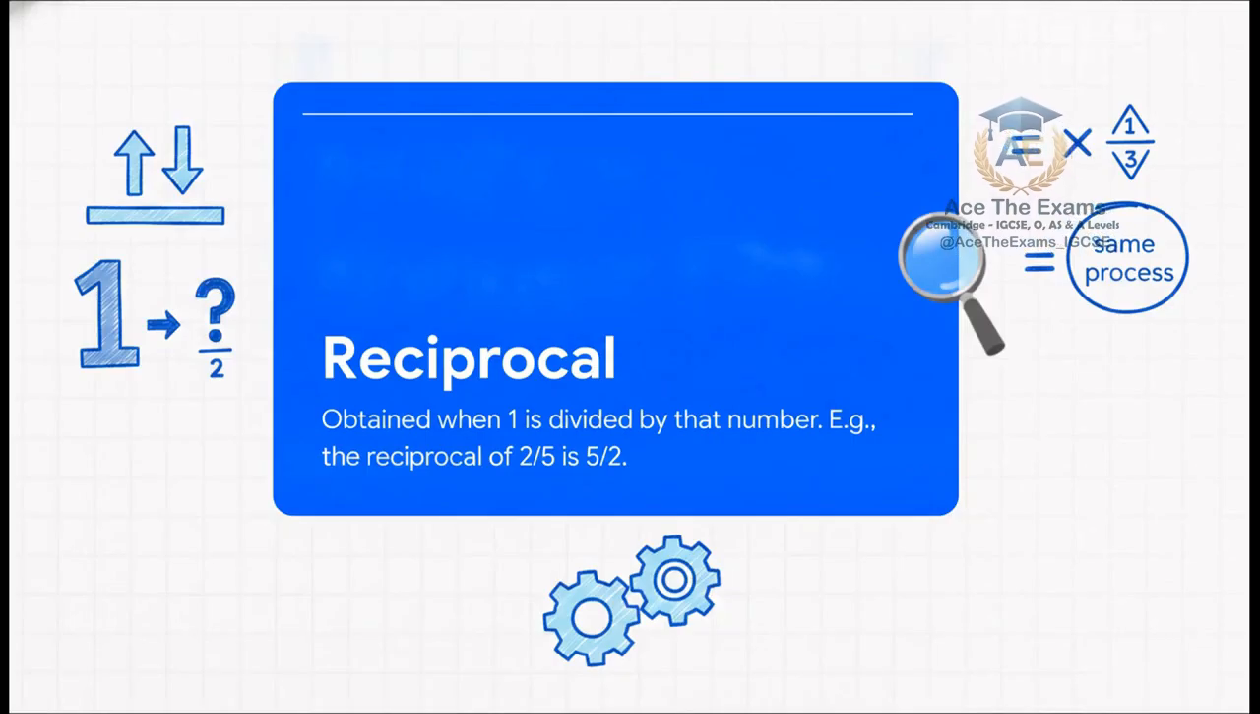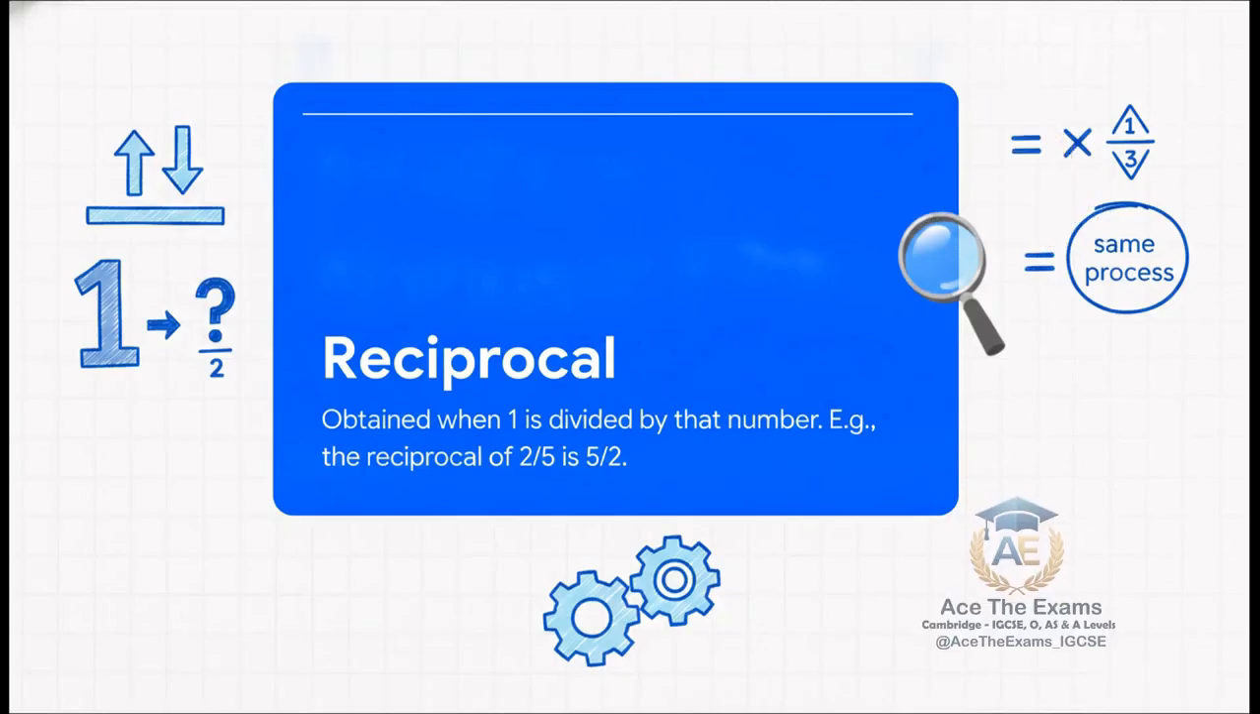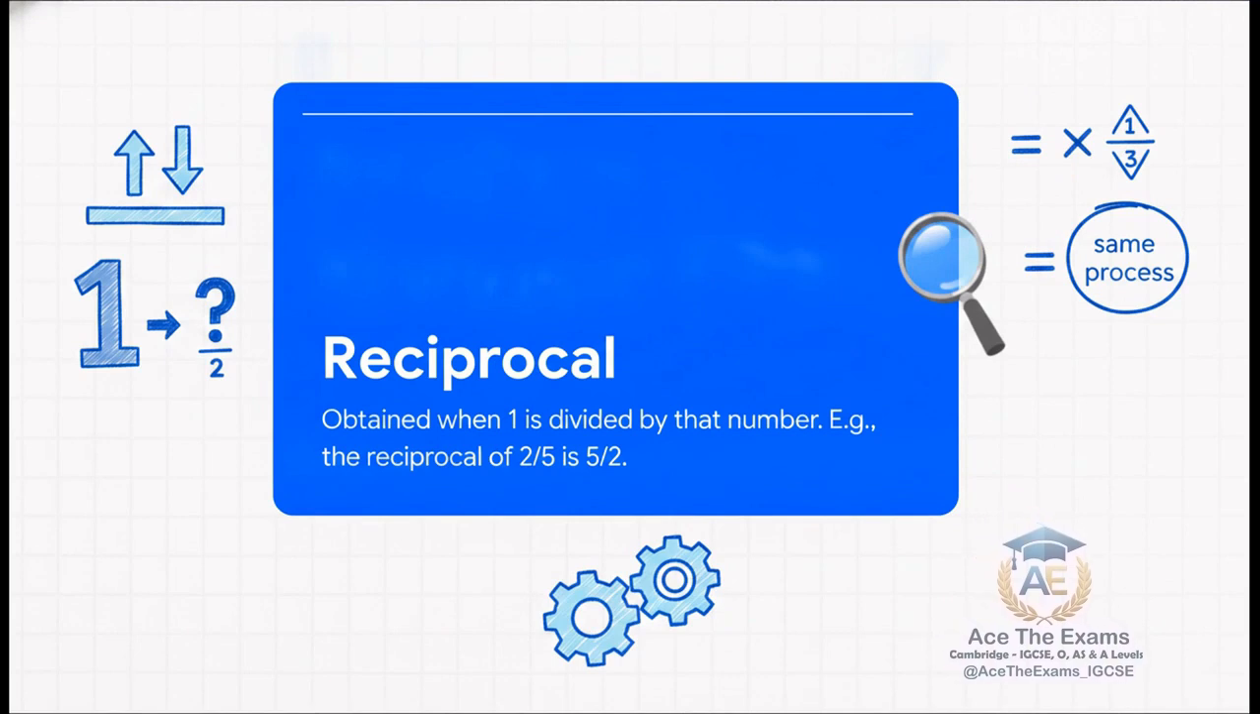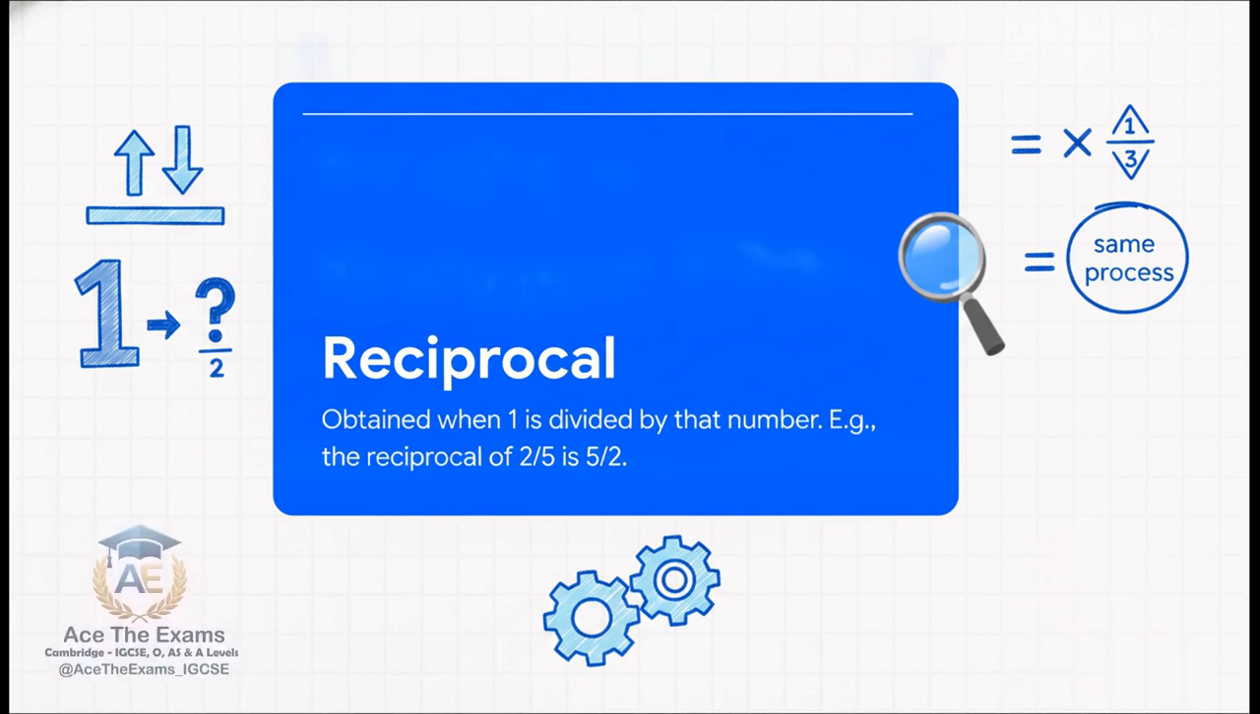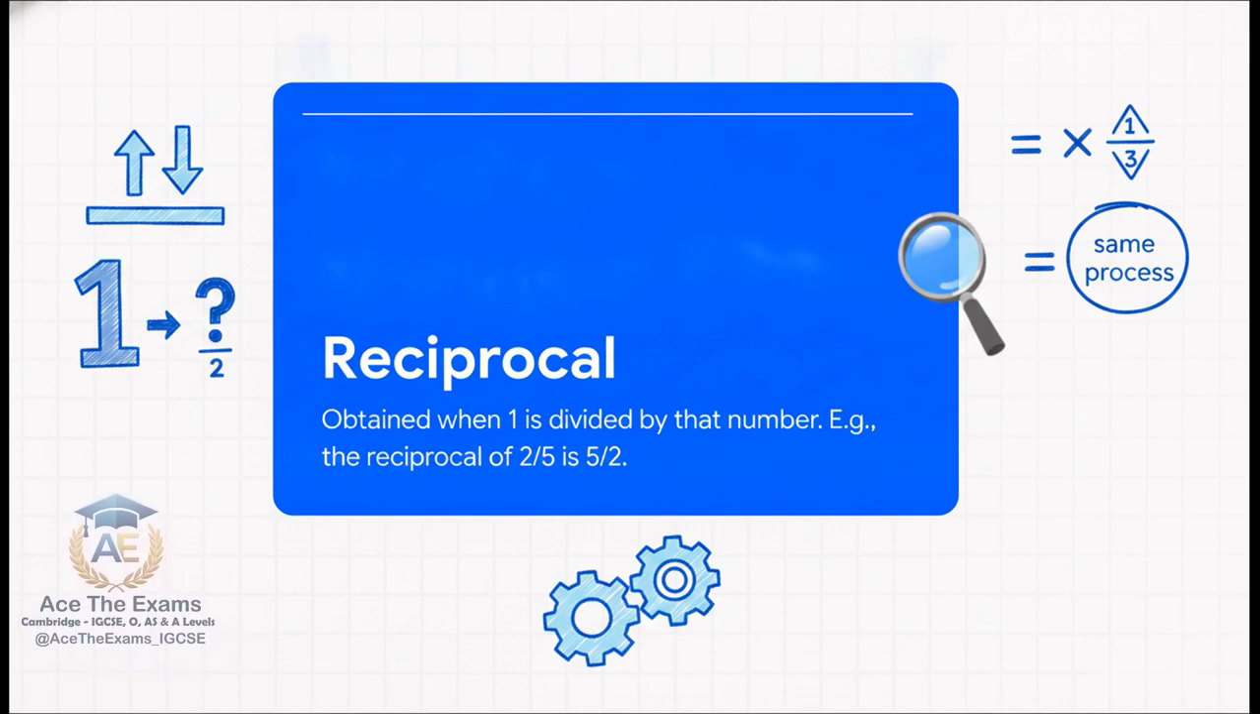Okay, before we tackle division, we really need to introduce a fun little concept. Understanding the reciprocal is basically your secret weapon. The reciprocal is obtained when 1 is divided by a number, but practically speaking with fractions, you just flip it. Yep, the reciprocal of 2/5 is simply 5/2. Why does this matter so much? Because dividing fractions is the exact same mathematical process as just multiplying by the reciprocal.